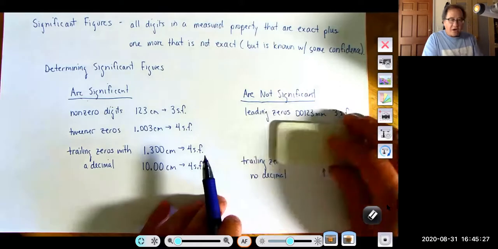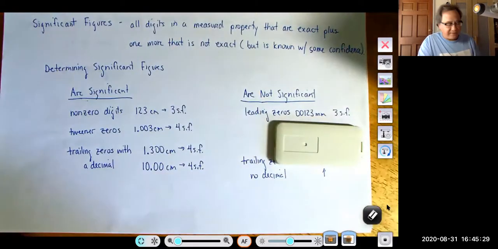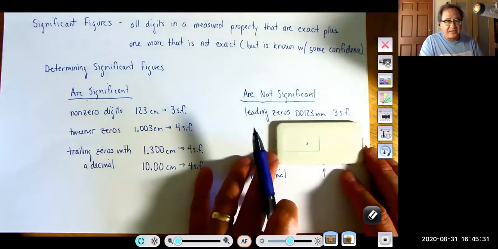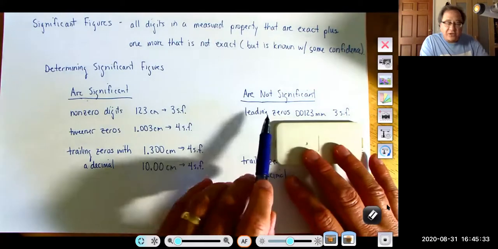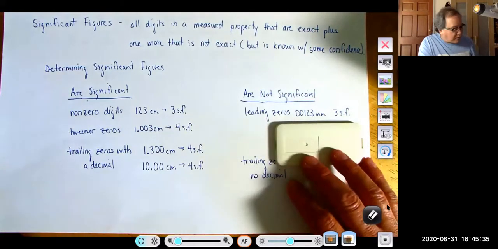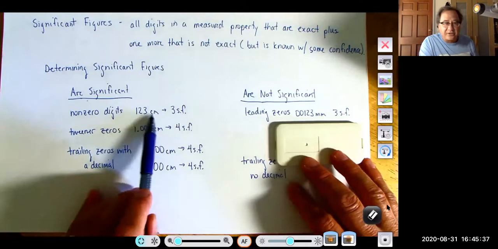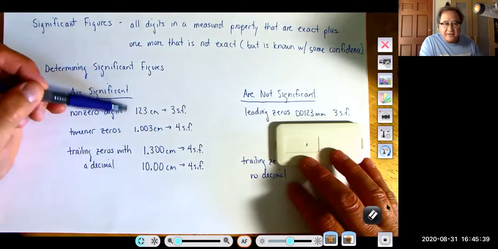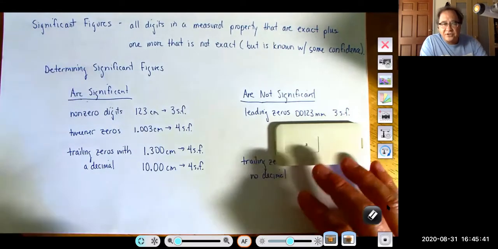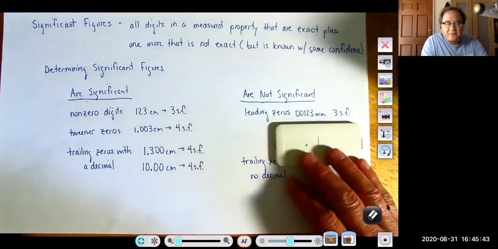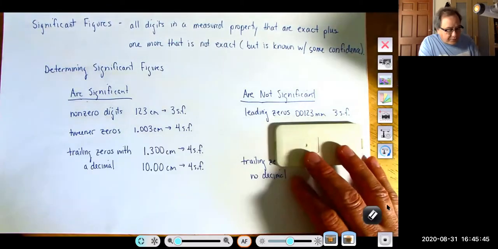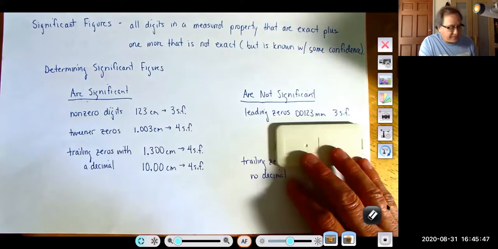Now this is the next rule. These rules are for zeros that are not significant. Leading zeros are not significant. So if I wrote this number, 123 centimeters, and started writing zeros in front of it, we wouldn't think those zeros are significant, and they are not. So that's the same here. 3 sig figs because of the non-zeros.